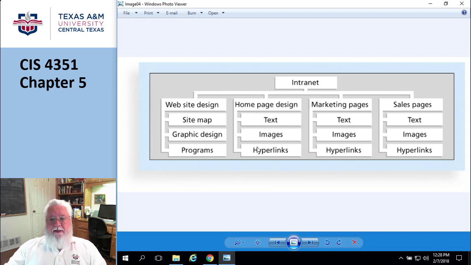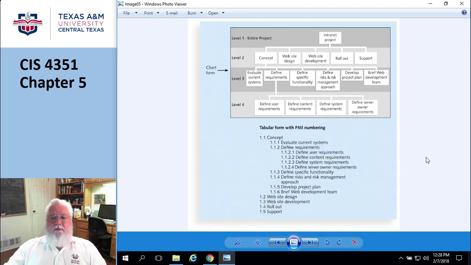The next one talks about organizing by phase. And so here's how they did it. So now they're being a little bit more sophisticated. Level 1 is the intranet project. Then level 2 is some sort of a concept, and then a web design, and then the rollout and support. And then level 3 is, this is all under concept: evaluating the requirements, and all. Then level 4 is, so this is their little numbering scheme for that. So we're working on this concept thing at level 2. And so evaluating the current system, defining the requirements.